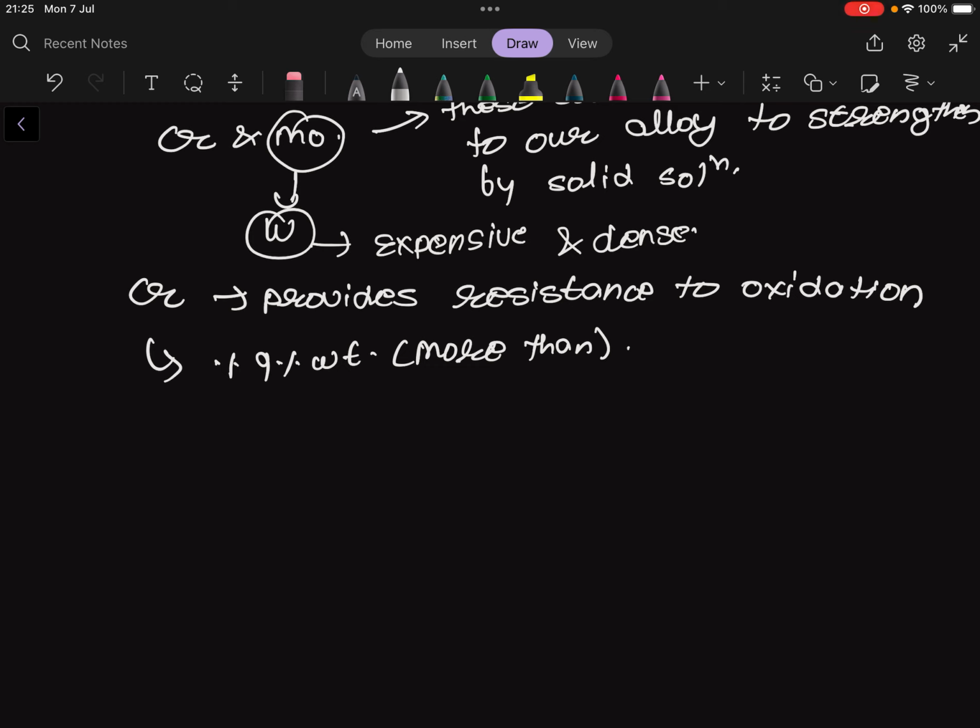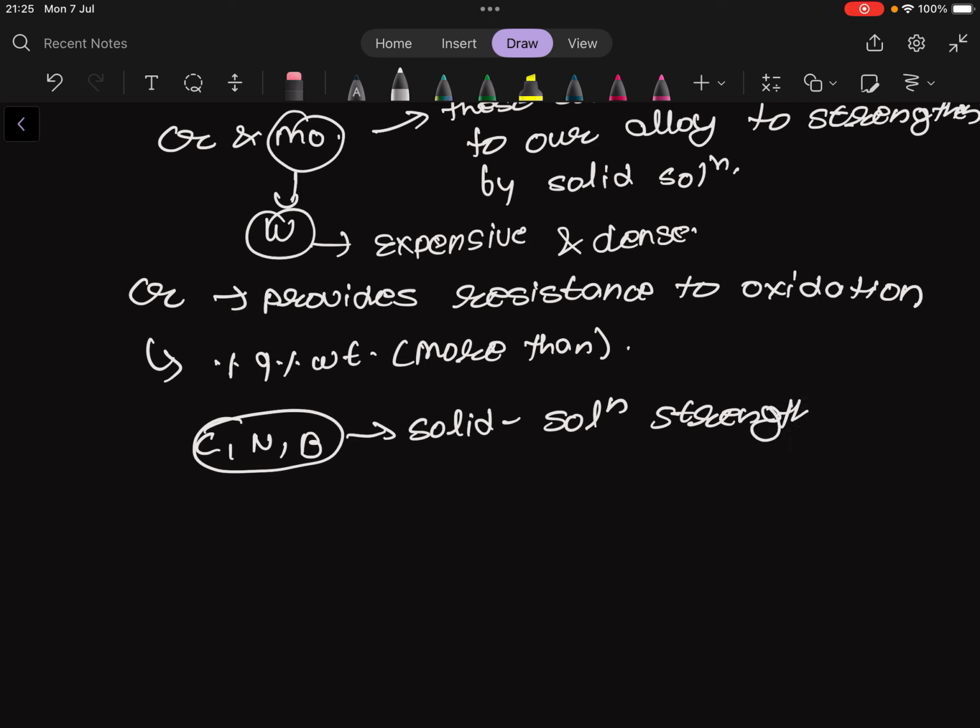Other elements which can be found in this alloy are small elements like carbon, nitrogen, and boron, and so on. These elements provide solid solution strengthening. Since these elements are small, they will occupy interstitial sites.